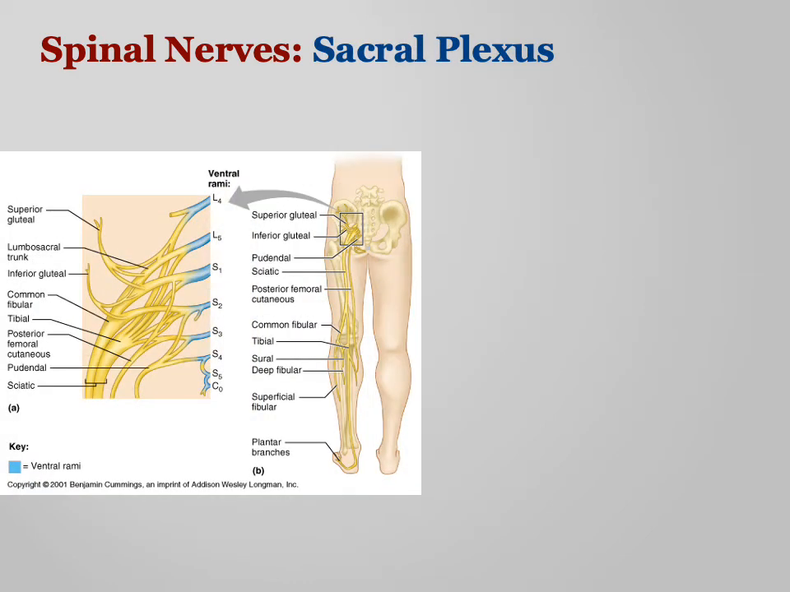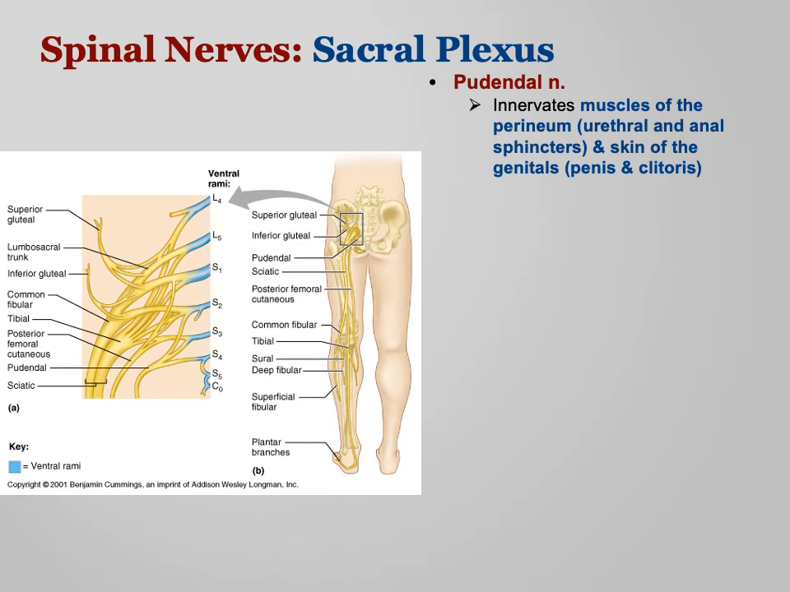Then continuing finally with the sacral plexus, we have the pudendal nerve. The pudendal nerve innervates muscles of the perineum. Perineum is that special little area of the skin in between the urethral and anal sphincters. All right, and then the pudendal nerve innervates the skin of the genitals, the penis, and the clitoris.